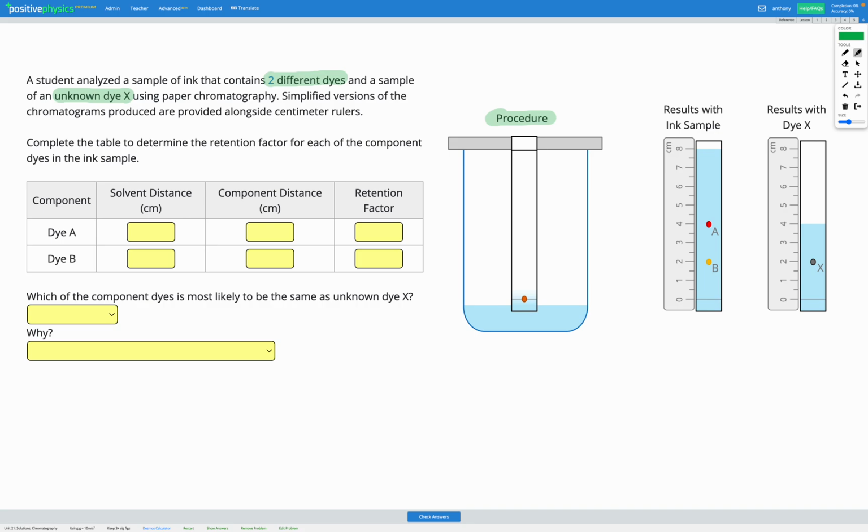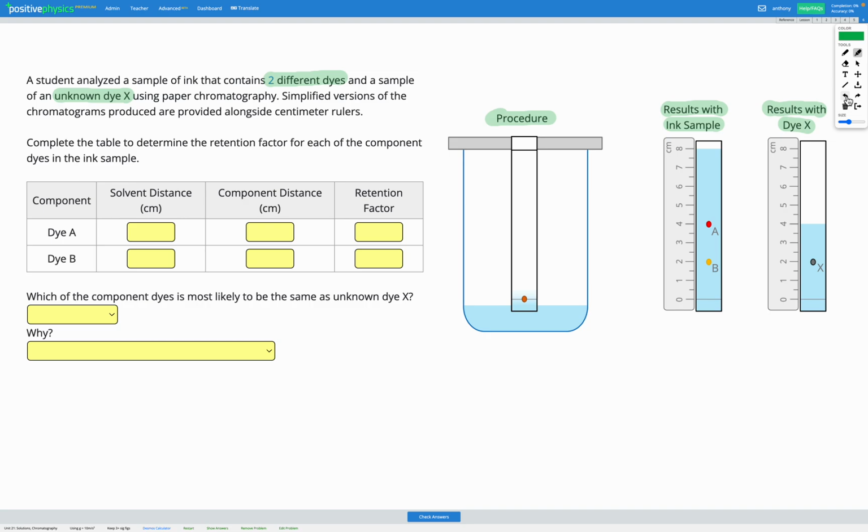So we can see results with the ink sample that was containing 2 dyes. We can see dyes A and B have spread out as they traveled up. And then we can also see our results with dye X separately. And we can see that dye X traveled up the paper as well.